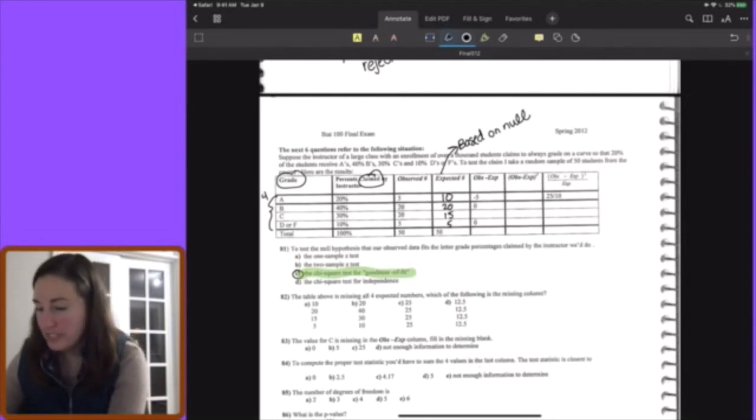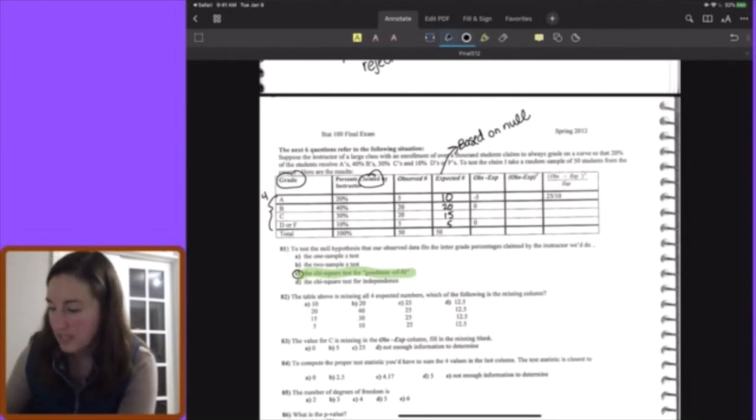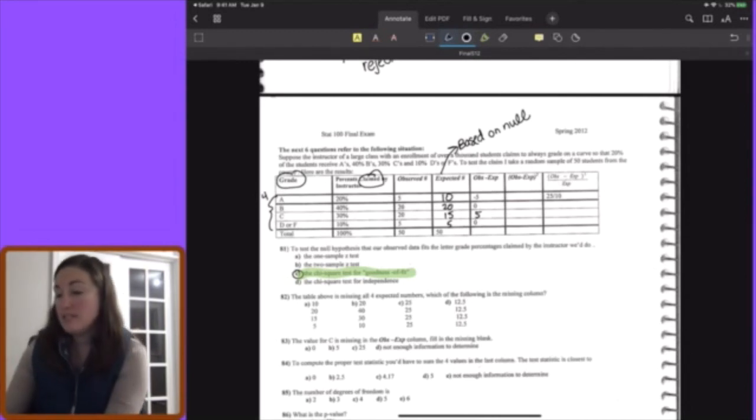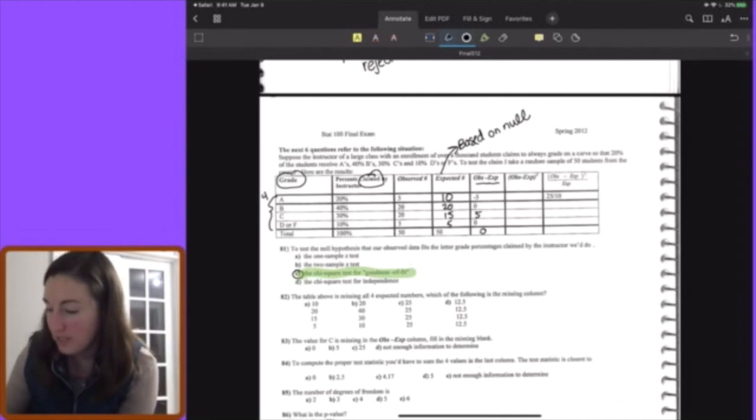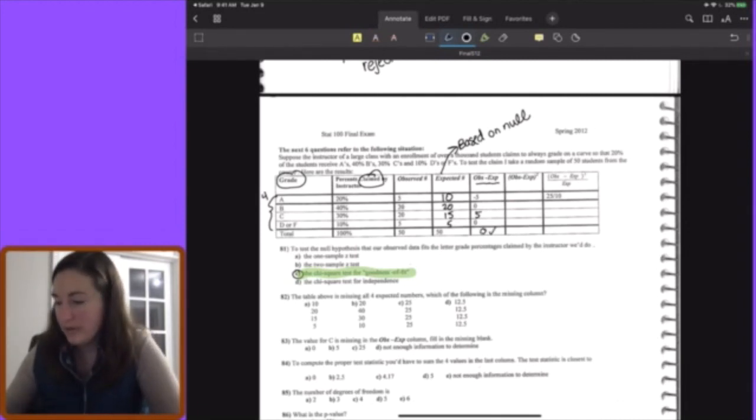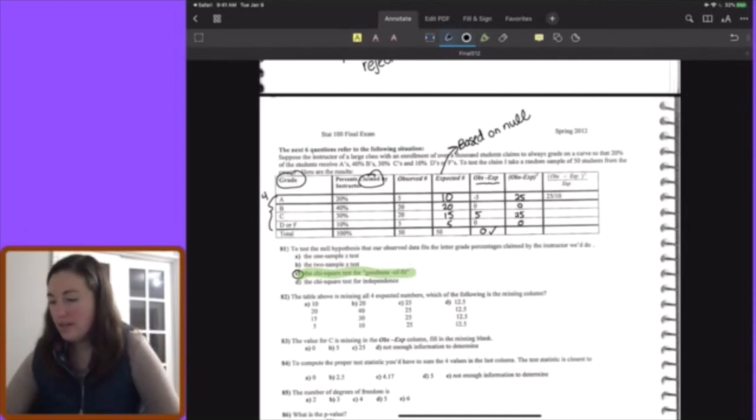I'm just missing C, so I have observed minus expected. This is 5. Even if I didn't get the expected values, I would know this because the observed minus expected column should always sum to 0. And then I'm going to square all these, so I have 25, 0, 25, and 0. The question is, can I go straight from this sum of 50 to the chi-square statistic? And because all of my expected values are different, I actually can't. I have to go ahead and fill these in.